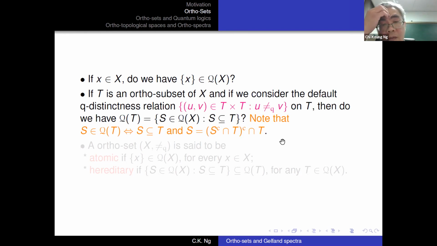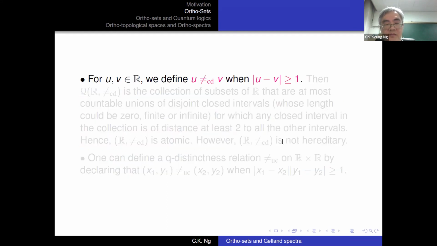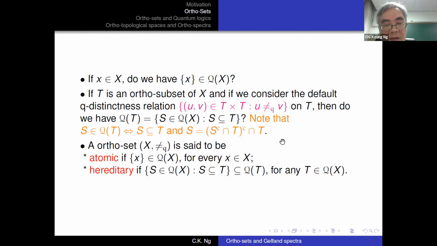If we have a subset, we also want to see if a subset of a subset is a subset. So we have two concepts, one called atomic and one called hereditary theories. A set is said to be atomic if every singleton is a Q subset. It is a hereditary theory if the Q subsets contained in a subset are Q subsets or subsets of that set T.